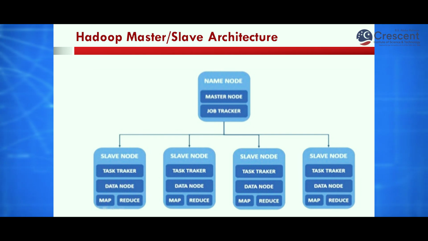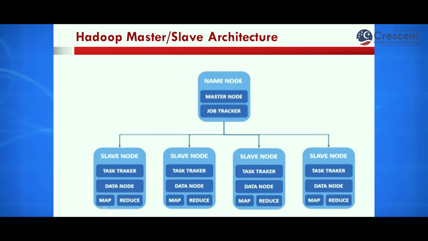So this is the Hadoop master slave architecture. The master node contains two things, the name node and job tracker, and the slave node contains two things, the task tracker and the data node. The data node is related to the name node, and the task tracker is related to the job tracker in the master node. The MapReduce jobs are running inside the slave node parts.